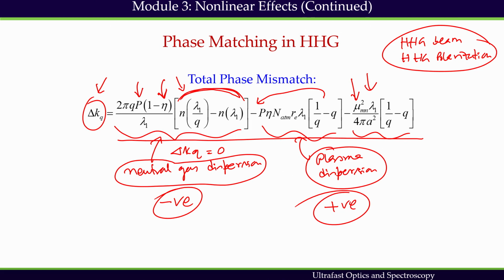So basically what happens, I want to make this 0, and the only way I can make this 0 is by balancing this positive and negative contribution to the phase mismatch, and that will finally control the conditions which will fulfill the phase matching, or the conversion efficiency, in the HHG process.